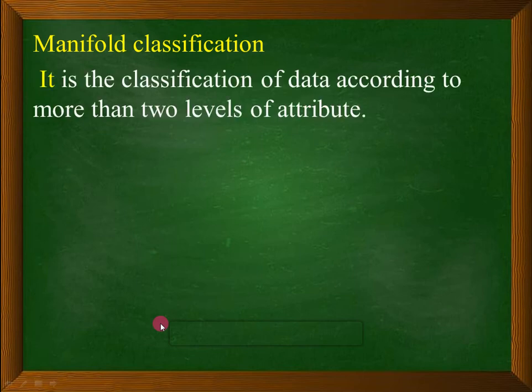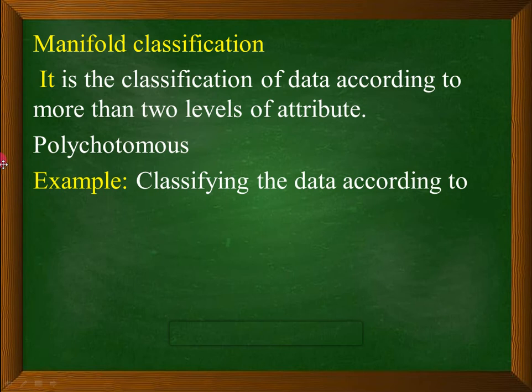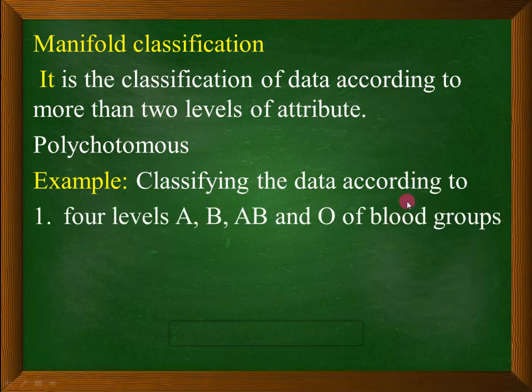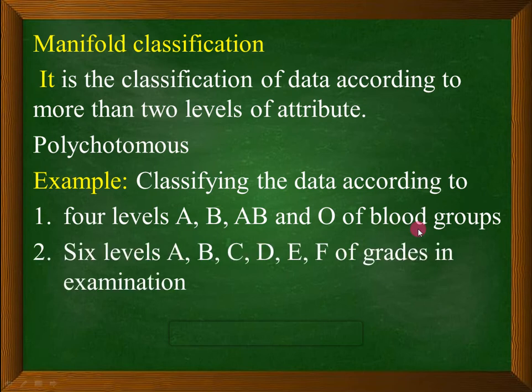Manifold classification. Now manifold classification is the classification of data according to more than 2 levels of attribute. It is also known as polychotomous classification. For example, classifying the data according to 4 levels A, B, AB and O of blood groups and 6 levels of grade in examination are the example of manifold classification.